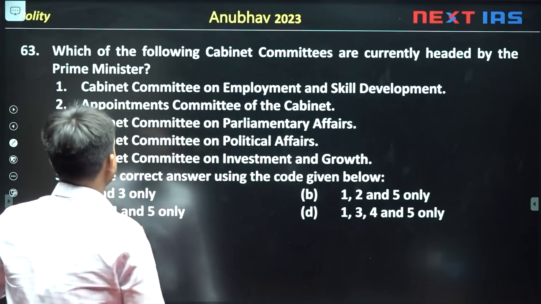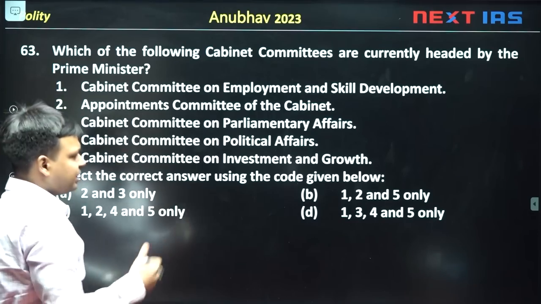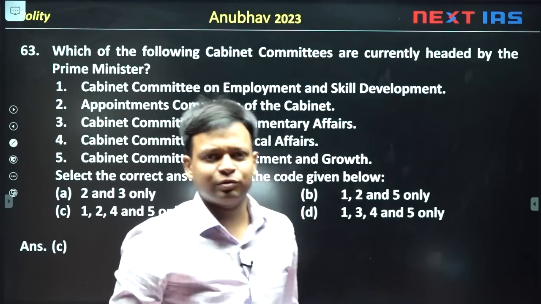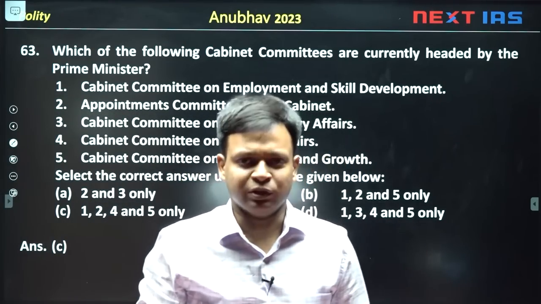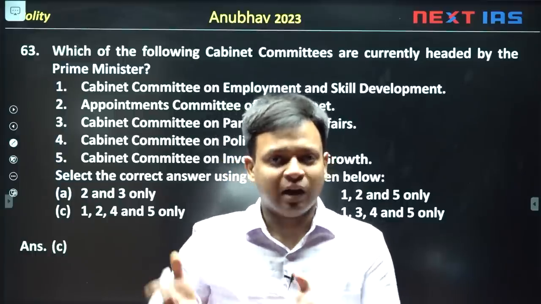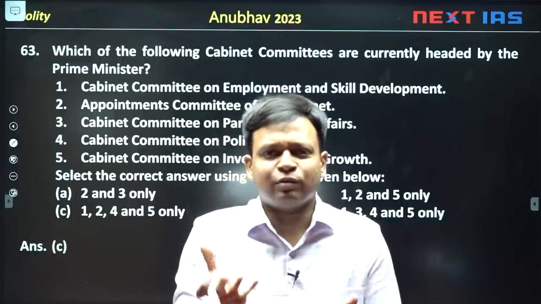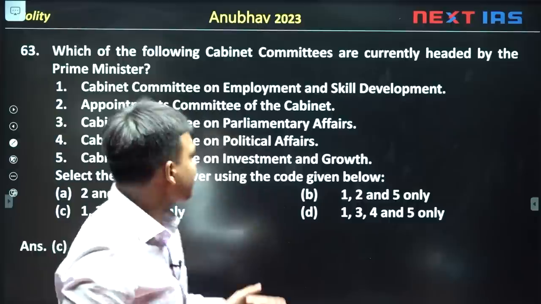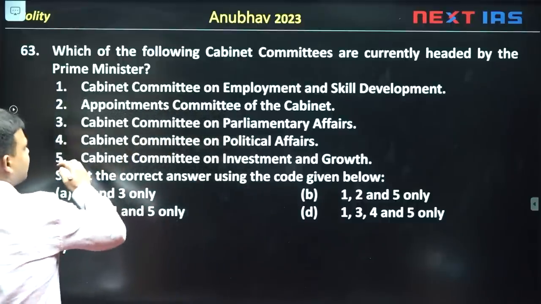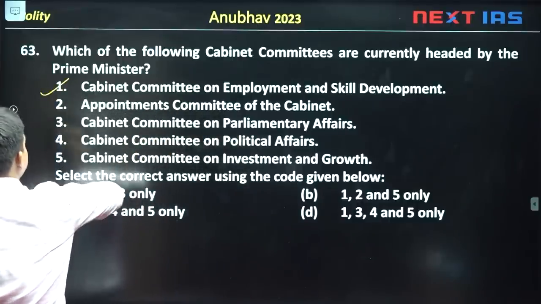Cabinet Committee on Employment and Skill Development, this is a factual question. You do not need to understand much here. This is a very, very factual question. But sometimes these kinds of factual questions also come up in the exam. So, we have to be prepared accordingly, right? When we look at this, Cabinet Committee on Employment and Skill Development is headed by the PM.